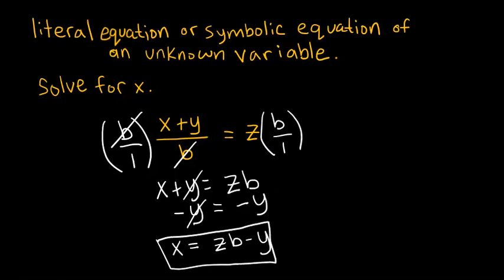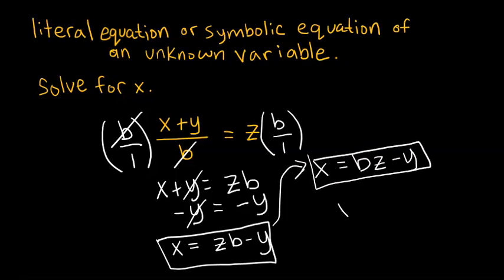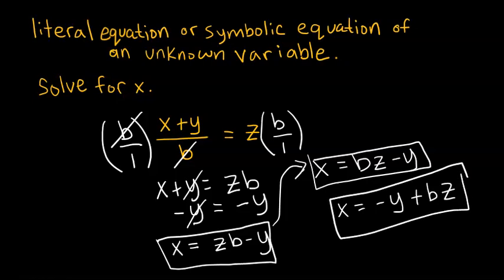What you can also do is alphabetize everything if you wanted. So you can do x equals bz minus y. You can also put the y in the front. You can do negative y plus bz. Let's do that as well. So this can also be the answer. All three of these are right, by the way.